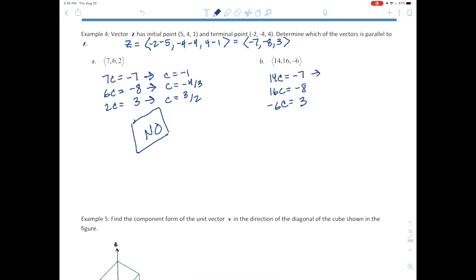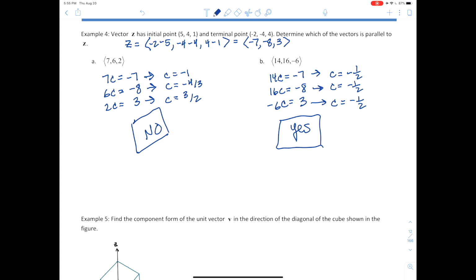So for the first one, we would get c is equal to negative 7/14, which is negative 1/2. For the second one, c would be negative 8/16. Ooh, it's looking good, which is negative 1/2. And for the third one, c would be negative 3/6, which is negative 1/2. So, yes.